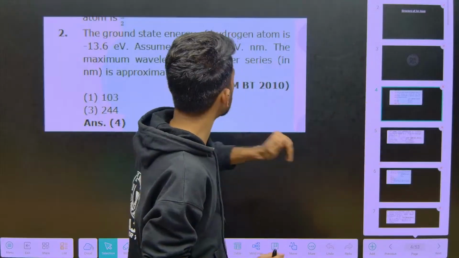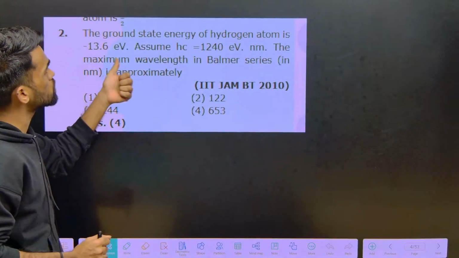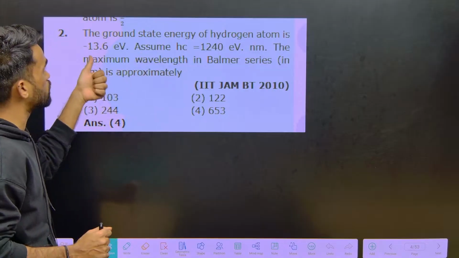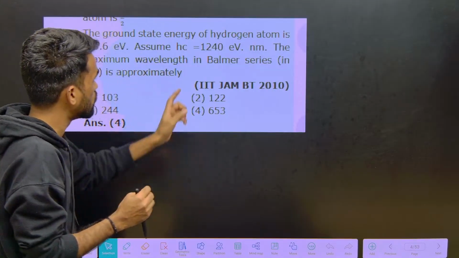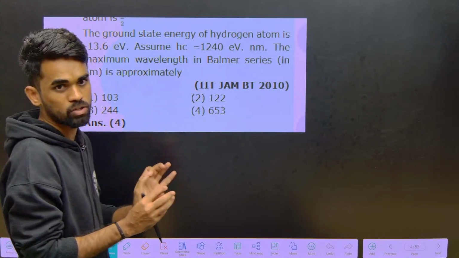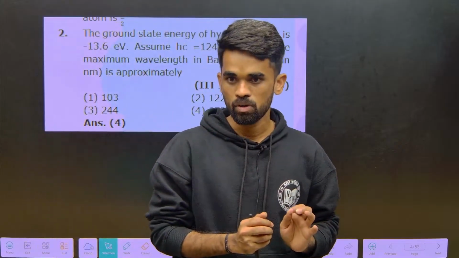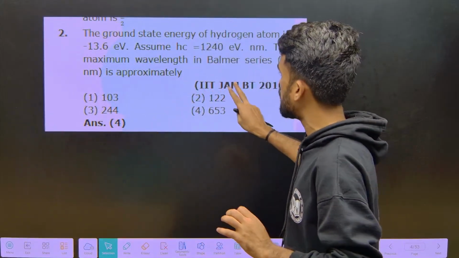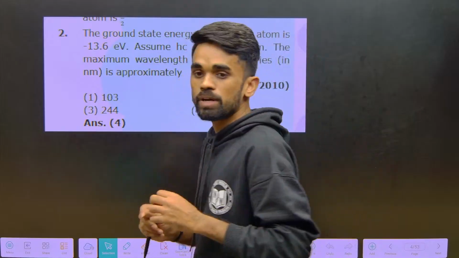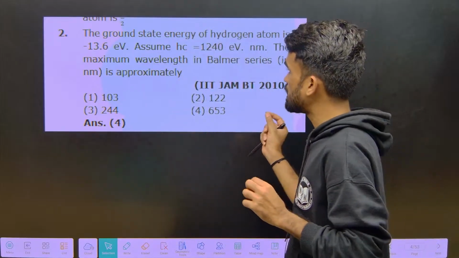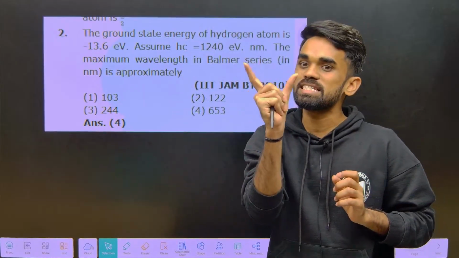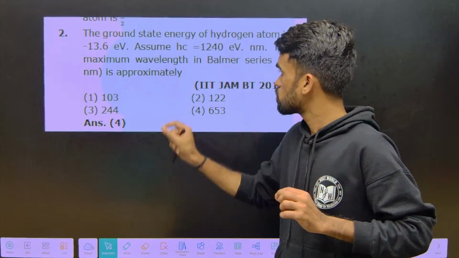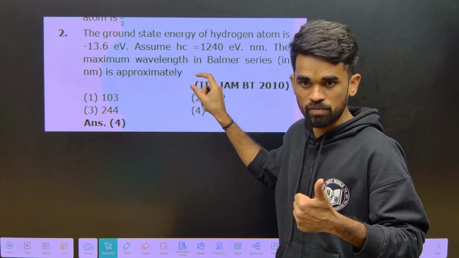See here they are asking about the ground state energy of the hydrogen atom. It is related to Bohr's atomic model, and I will explain Bohr's atomic model. If you look into the IIT JAM chemistry syllabus, they have mentioned just the Bohr model. So that important topic is the Bohr model from structure of atom.